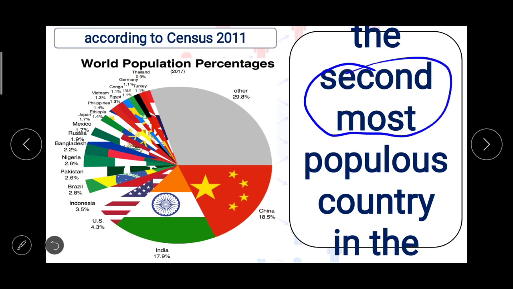We are at number 2 in terms of population, and if we look at the 2011 numbers, our population is 121 crore. So here in this figure you can see, first is China, 18.5, and then India, and then US, Indonesia, Brazil. You can go further.